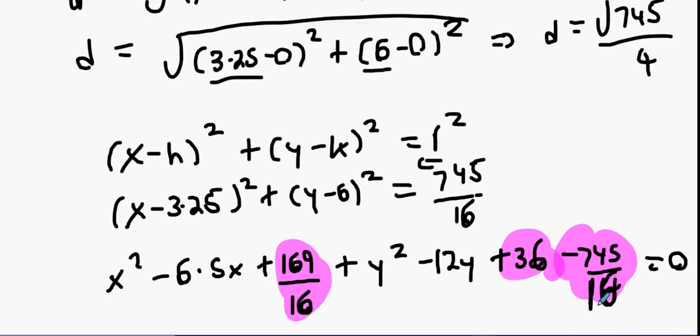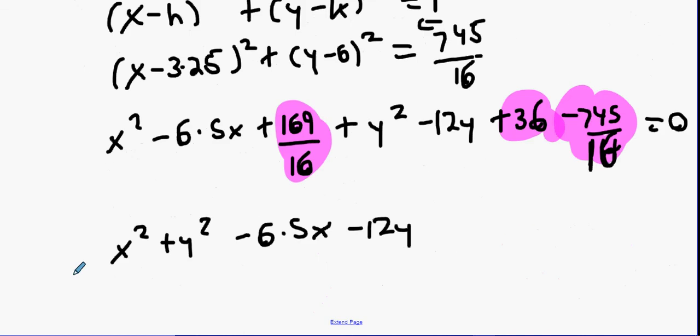So I'm going to throw that all into my calculator. 169 over 16 plus 36, take away 745 over 16. We get an answer of 0. So this is the equation of our answer, and that's what matches the actual marking scheme. So that's another question done.